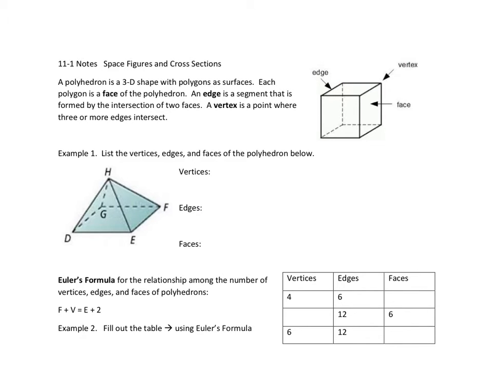In example 1, list the vertices, edges, and faces of the polyhedron below. So the vertices are the points where three or more faces intersect. So the vertices are the points H, D, E, F, and G. The edges are segments. So these red segments right here would basically trace the entire figure.